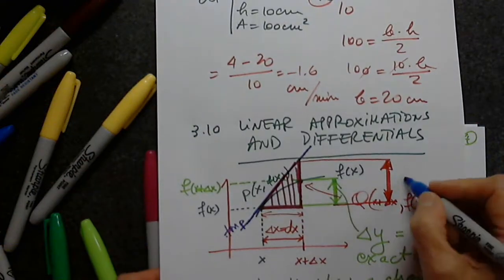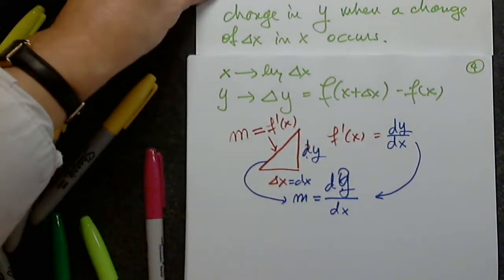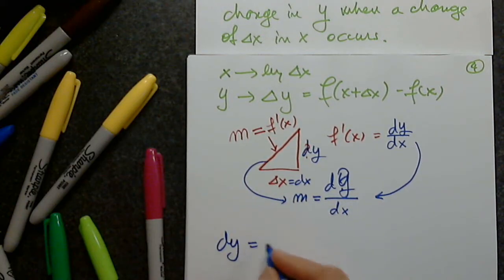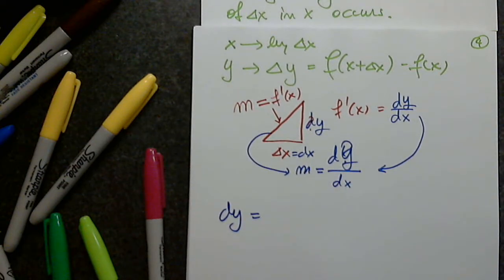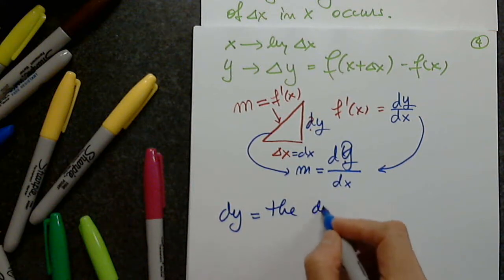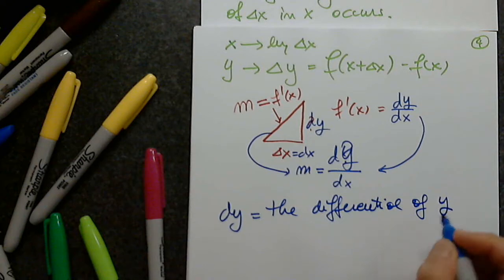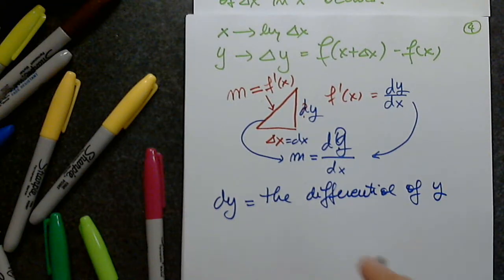So this is dy. So what does dy represent? You're on the right track. But wait one second. dy is the differential of y. What is the differential determined with? Not as an exact change, but using the derivative, which is a limit.